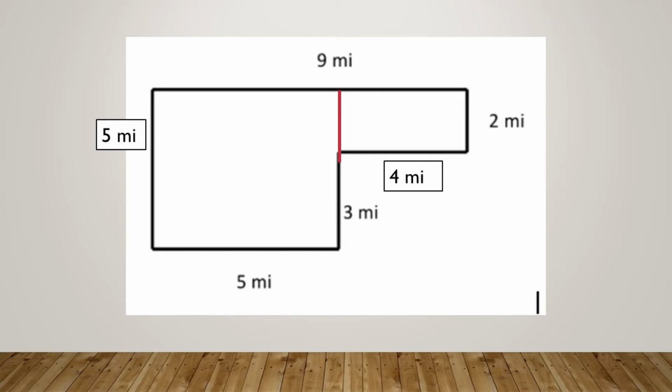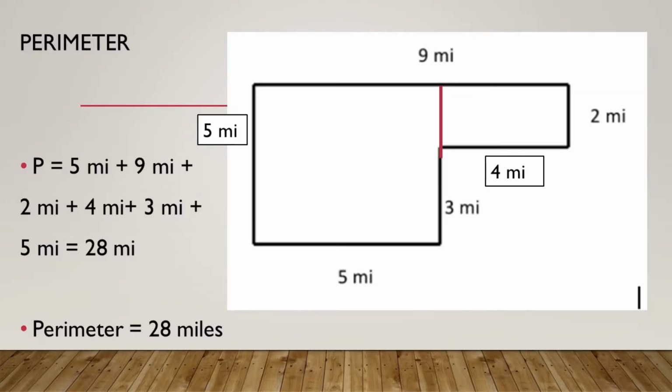Pause the video again while you find the perimeter of this small town. Even with an irregular shape, to find the perimeter, we want to add up the length of all the sides. If you do that, you should get 28 miles. This small town would need 28 miles of fencing.